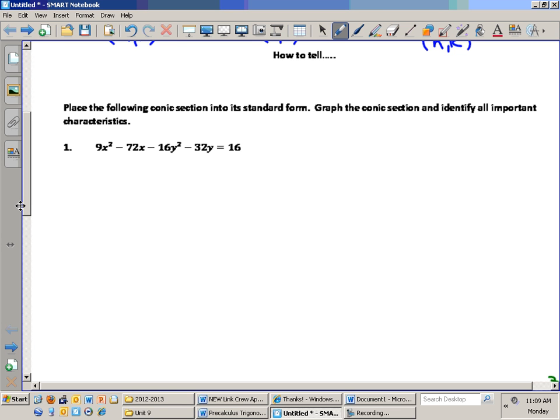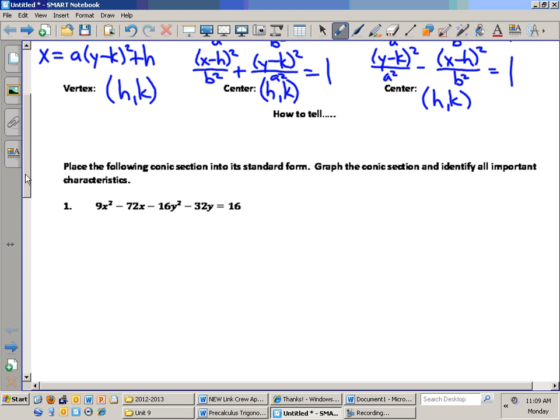Why do you say ellipse? Okay, that's a very good idea. And you're right on a few accounts, Parker. Unfortunately, it's not an ellipse at the very end. And let's identify why. In order to be a parabola, you need to have one of these two. Either x squared or y squared, not both.